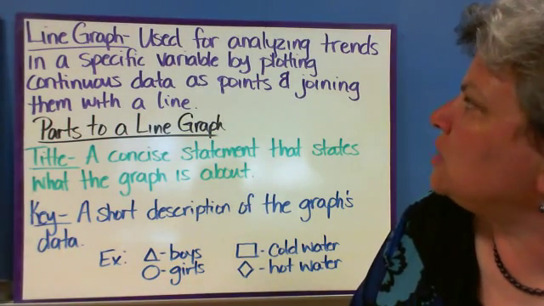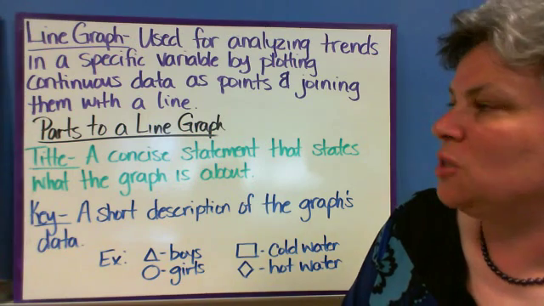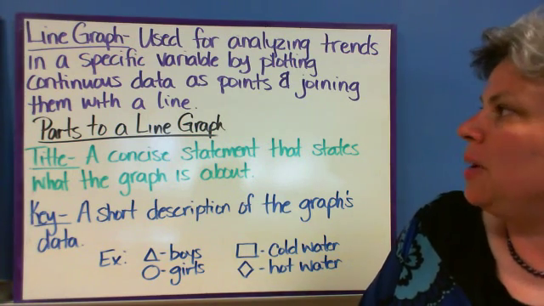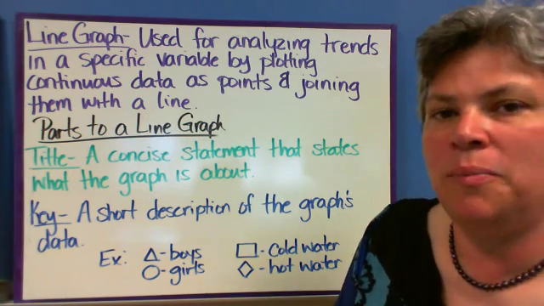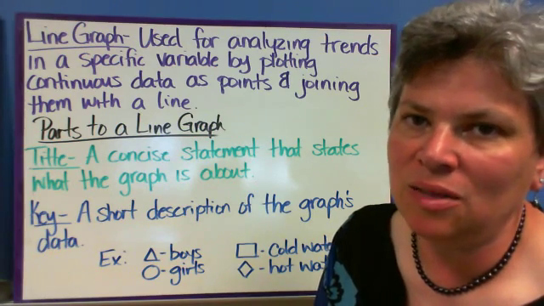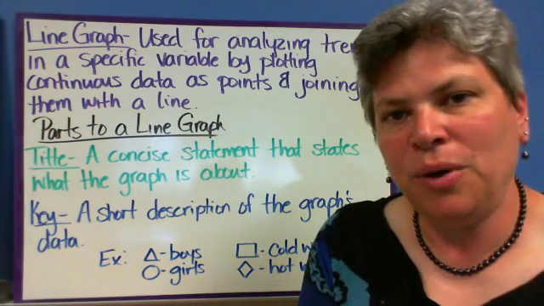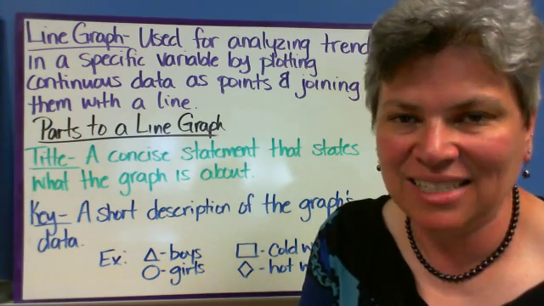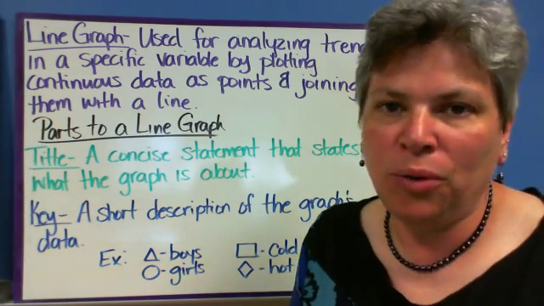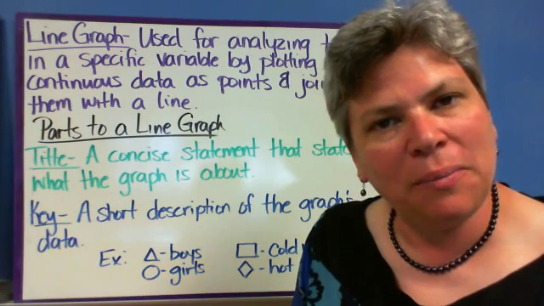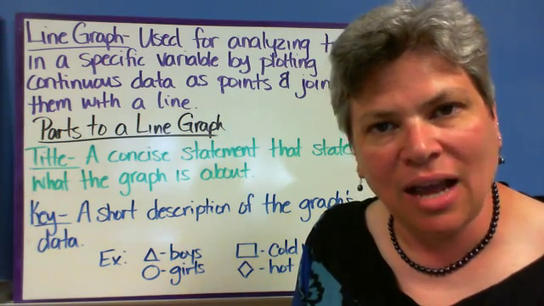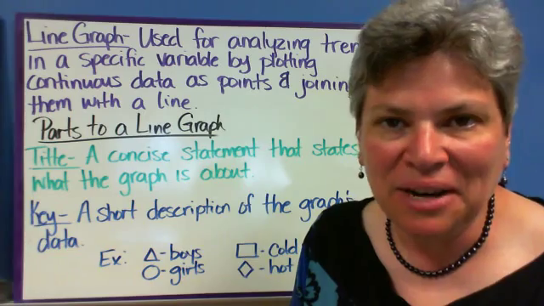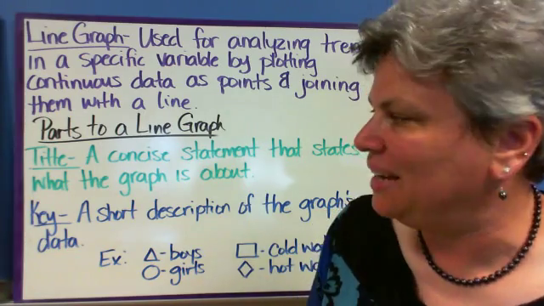A line graph is used for analyzing trends in a specific variable by plotting continuous data by points and then connecting the points with a line. The most important thing for you to remember about a line graph is to connect the dots. People will go through, they'll put down all these dots in exactly the right place, but then they never connect the dots with the line. To complete your line graph, you have to draw the line.